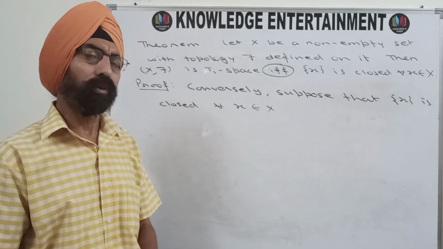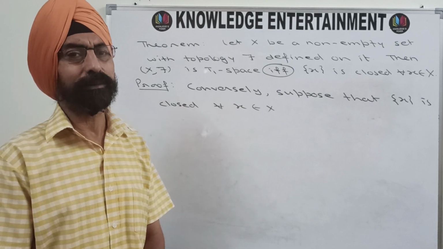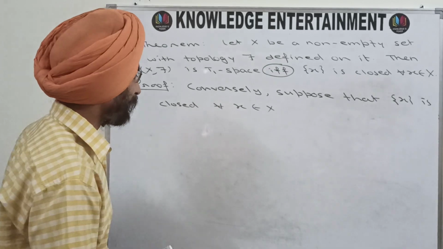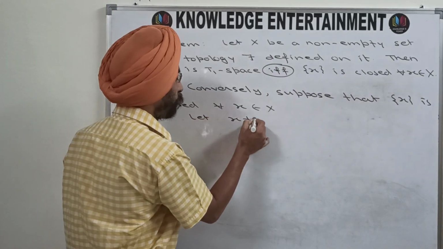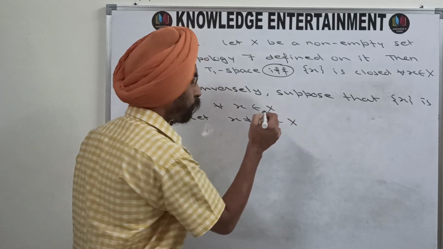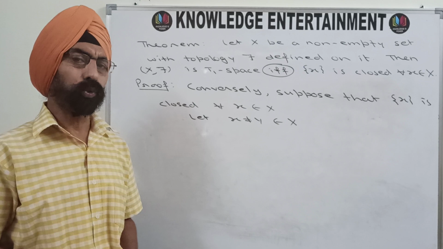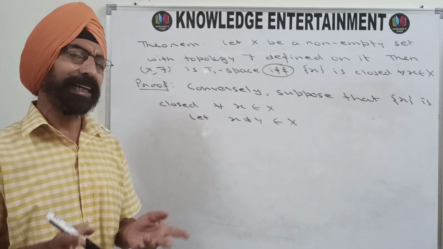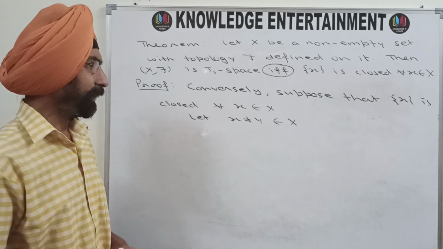So where are we to start? We will take two arbitrary elements X and Y such that X is not equal to Y. So let X not equal to Y be two elements of X. Now we will try to find two open sets G and H, G containing X not containing Y, and H containing Y not containing X. That will prove the space is T1.